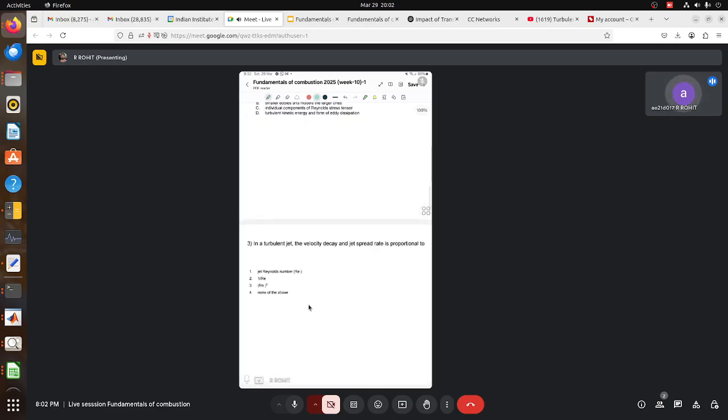In a turbulent jet, the velocity decay and jet spread rate is proportional to the jet Reynolds number, or 1 by the Reynolds number, or the Reynolds number to the power 2, or none of the above. I will wait for 1 or 2 minutes for you to think about that.